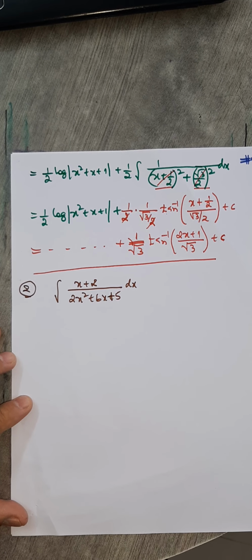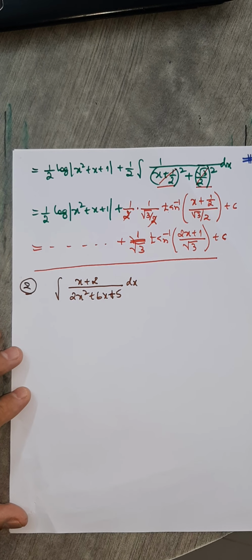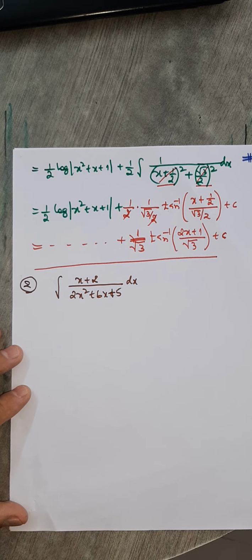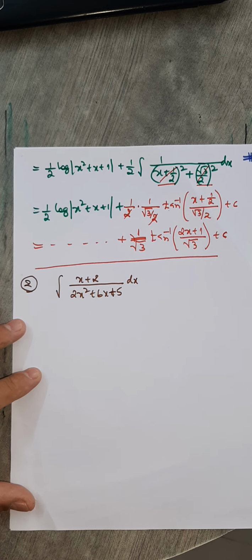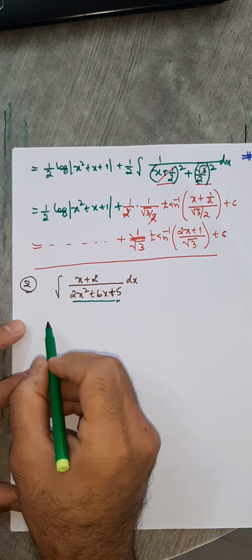So let's see this question now. You have linear upon quadratic: x plus 2 upon 2x square plus 6x plus 5. What I want to do is set the derivative of this one over here. So one way is this.